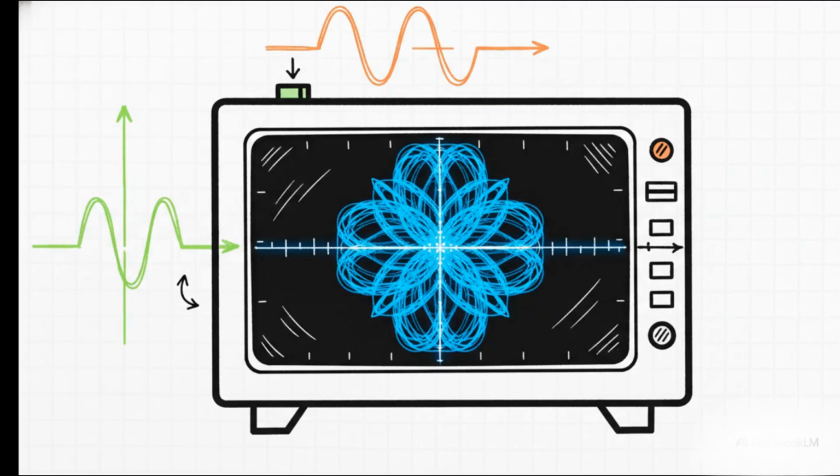And this is where you can really see the power of the oscilloscope. When you feed two different signals into the horizontal and vertical inputs, you get these intricate, just beautiful patterns called Lissajous figures. And they're not just pretty pictures. Each one is a precise visual map of the relationship between two signals. It's like finding hidden art inside of electronics.